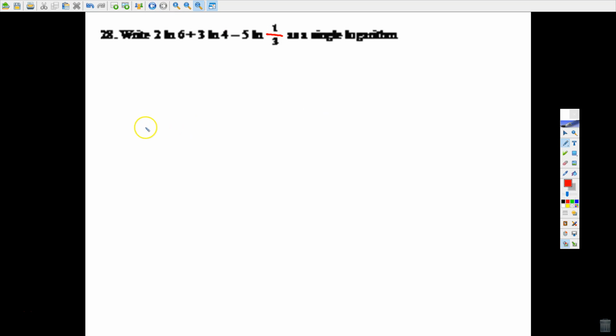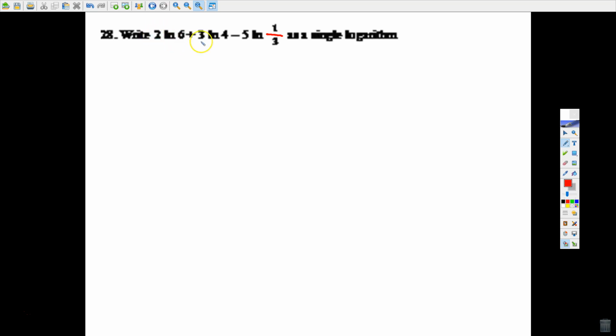On number 28, what we're after here is making sure that you understand those 3 properties of logarithms: the product property, the quotient property, and the power property. All 3 of them are going to be needed to take these 3 separate logs and combine them into a single logarithm. Okay, so the first one I'm going to use, in order to combine multiple logs into a single, you can think of it this way.